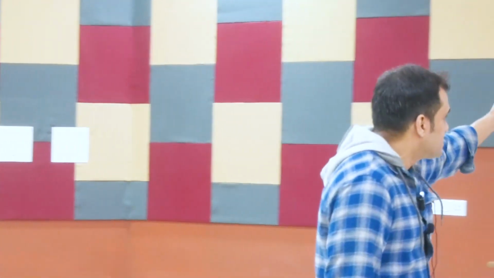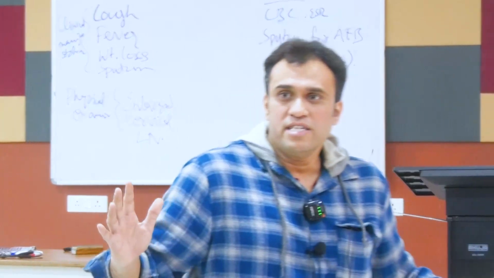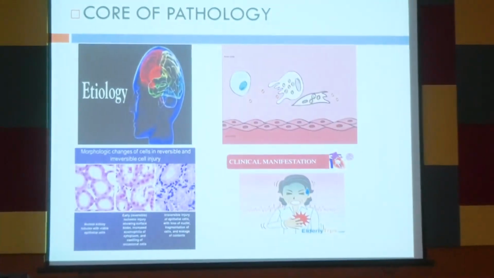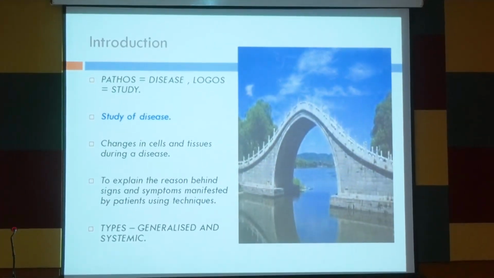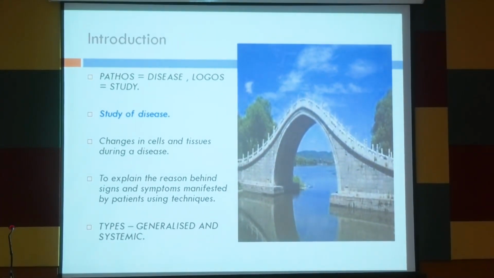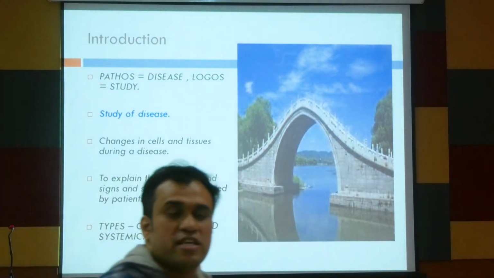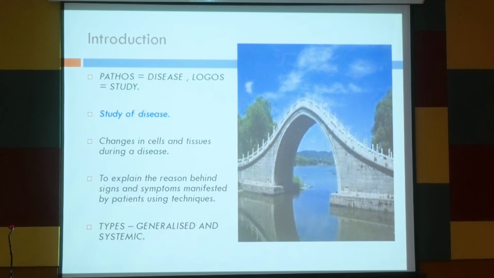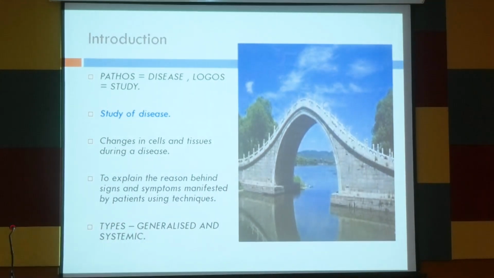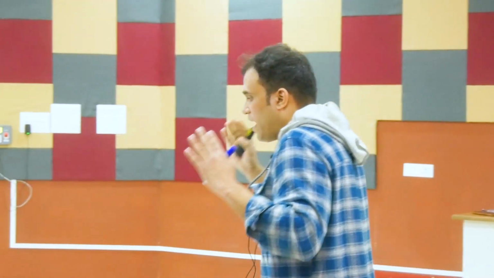So what are these ancillary tests? The CBC, ESR, these are all the laboratory tests that you have ordered. This is exactly what is meant by this particular sentence. It explains the reason behind the signs and symptoms manifested by the patients using various techniques. Various immunological techniques, microbiologic techniques, biochemical techniques, pathologic techniques, hematological techniques, whatever the techniques are. These techniques help you to finally explain the reason behind the signs and symptoms manifested by the patient.